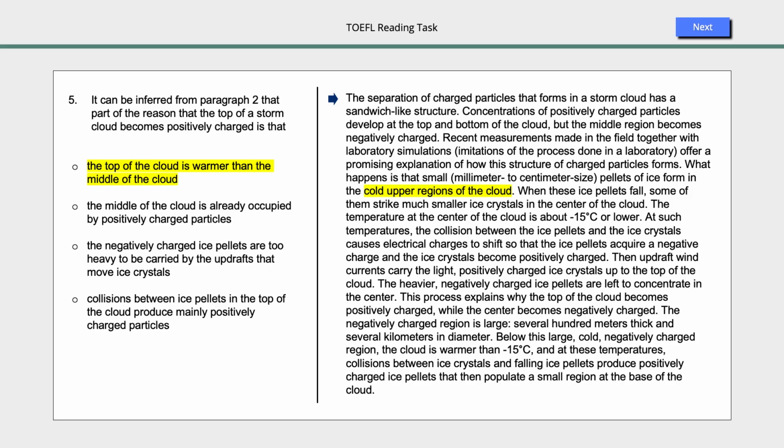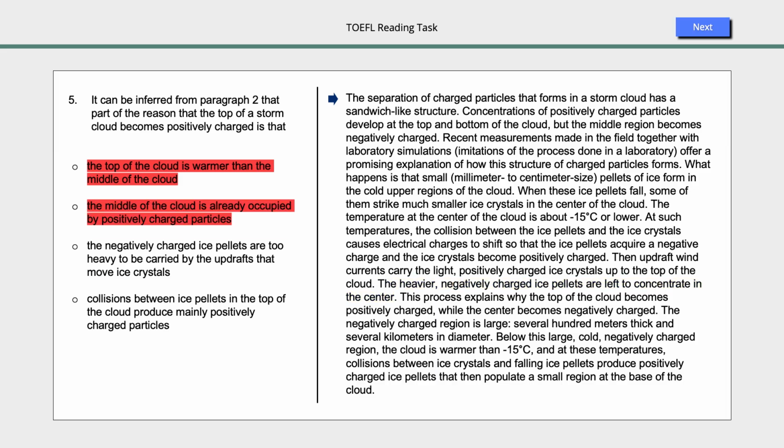So this contradicts the option and we can eliminate it. The next option says, the middle of the cloud is already occupied by positively charged particles. The passage says, the heavier negatively charged ice pellets are left to concentrate in the center. So the middle of the cloud is occupied by negatively charged particles, not positively charged particles. This option is also incorrect.